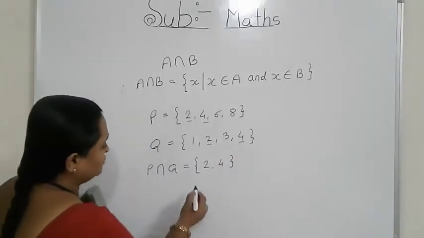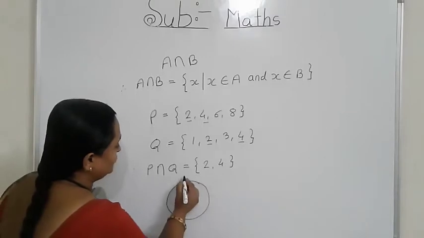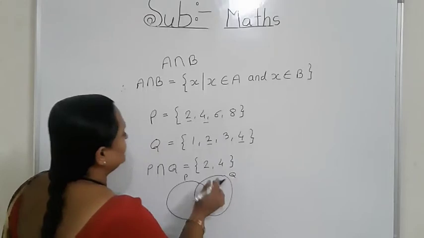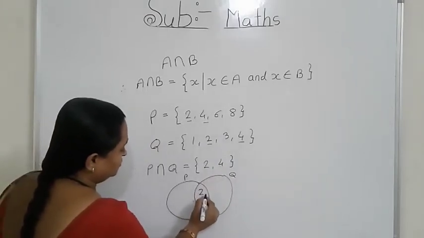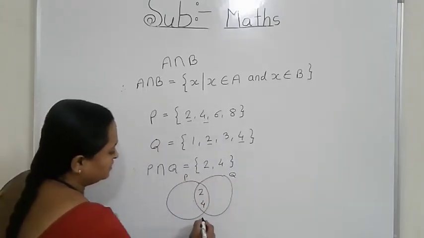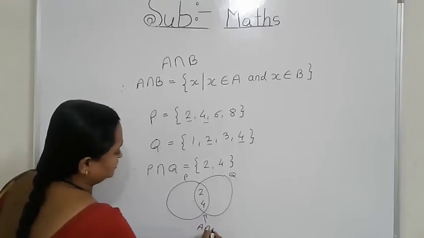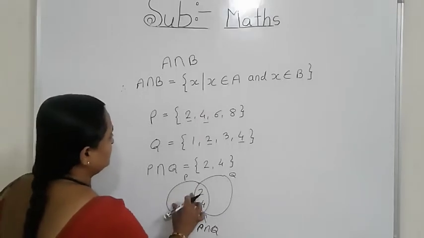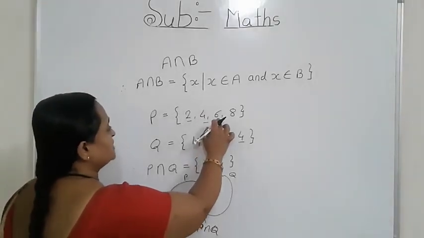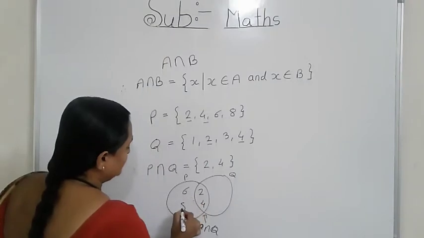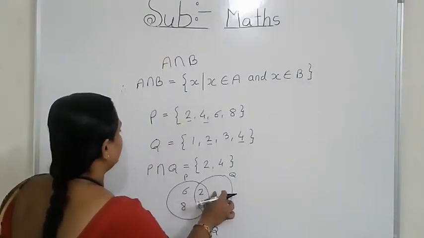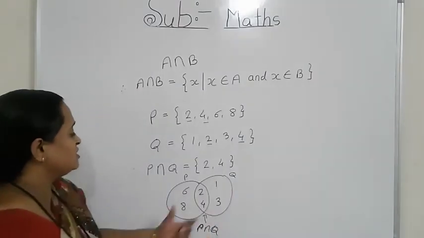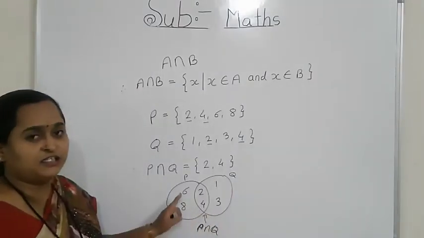Again Venn diagram we can draw. This is set P and this is set Q. Now common elements are there 2 and 4. Then 2 and 4 we will write here. And this is P intersection Q. Now remaining elements we will write here. Now which elements are left in P set? 6 and 8. And elements remaining in Q set 1 and 3. Now this is Venn diagram of P intersection Q.